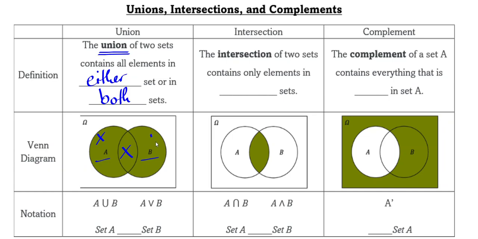Stuff out here is in either set, that's either A or B. Stuff that's in the middle is in both A and B. All of that stuff is included. We're putting those two sets together. We have two different symbols that really mean the same thing. That symbol and that symbol, they both mean or. So in set A or in set B.